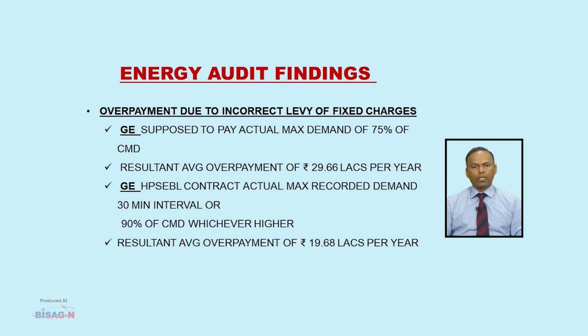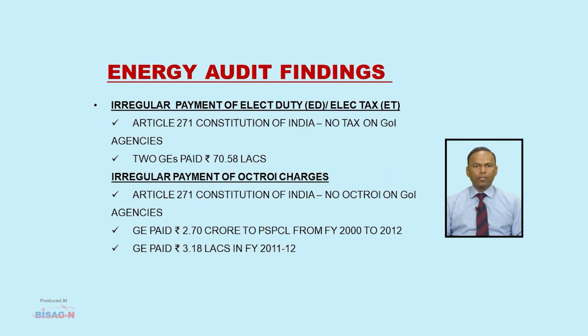So which resulted in an average overpayment of 19.68 lakhs. Another thing is irregular payment of electrical duty, that is ED and electrical tax. As per Article 285 of the Constitution of India, no tax on Government of India agencies has to be put. However, without knowing this policy, two of the Gs have paid 70.58 lakhs.